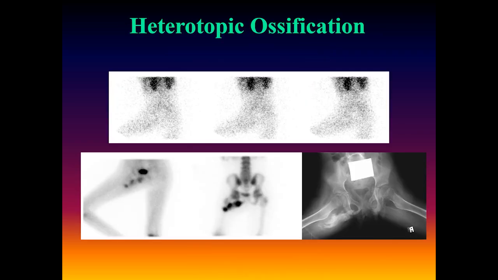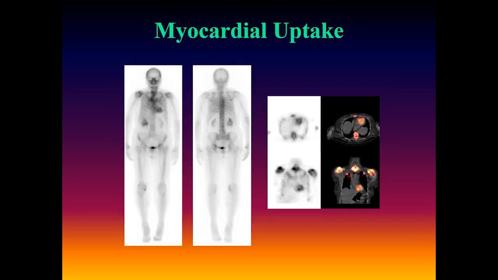This is a patient with heterotopic ossification in the right thigh. Myocardial uptake is seen from time to time on bone scans.